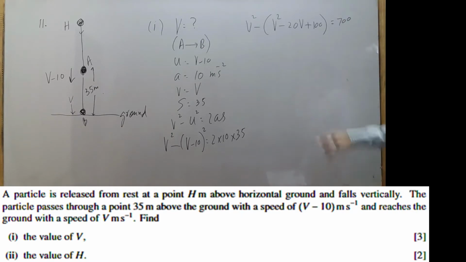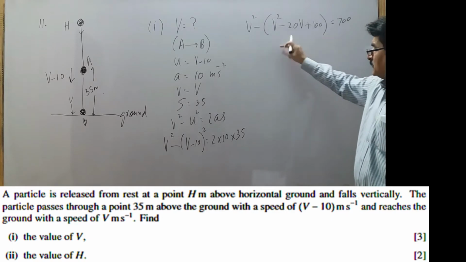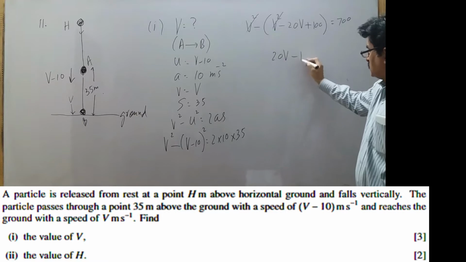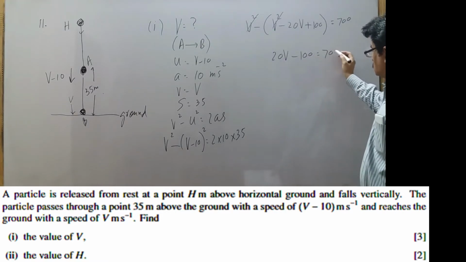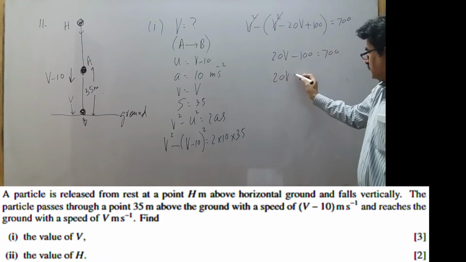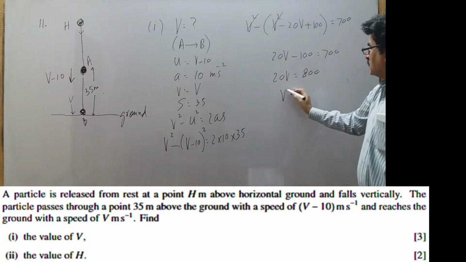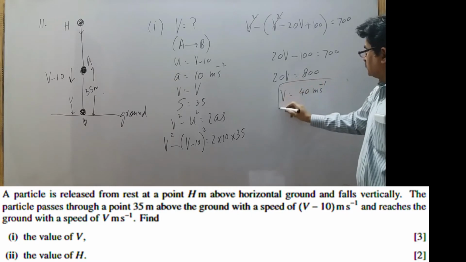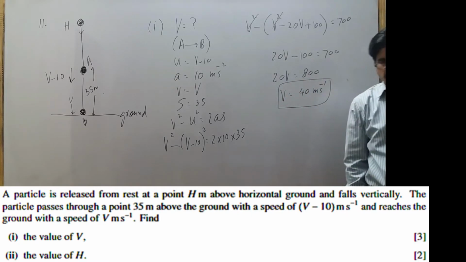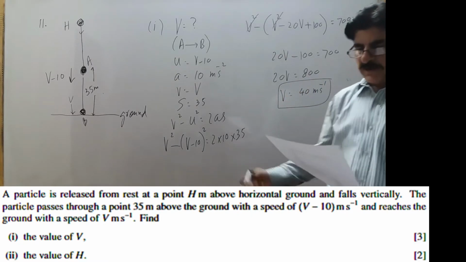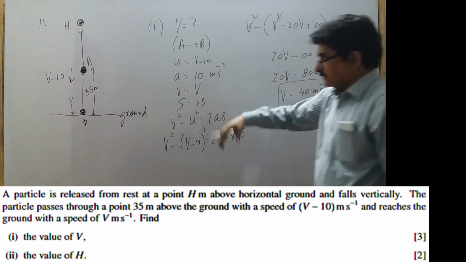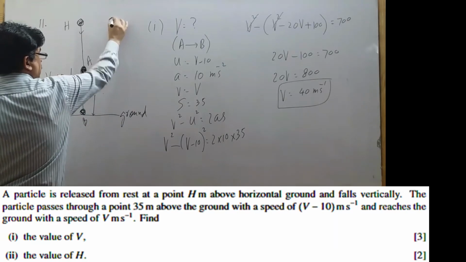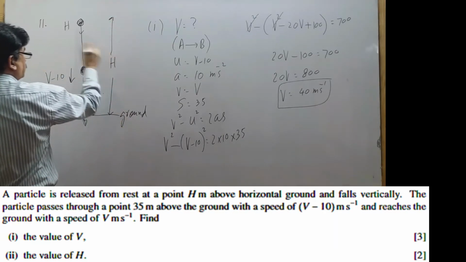Now if you open the bracket, the V square will be cancelled out and you will have 20V minus 100 equal to 700. So 20V is equal to 800 and V is equal to 40 meter per second. So this was a very important part of this question. The second part is easier. Now you have to find this total distance, the total height, which is given to be capital H. You have to find it.